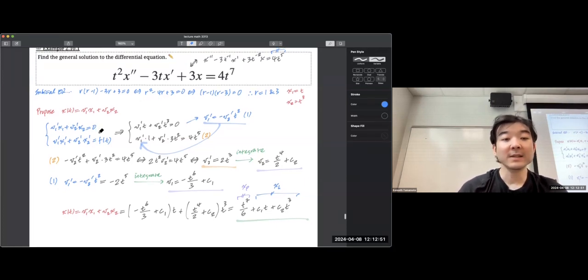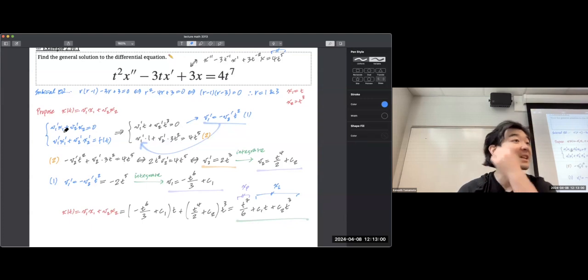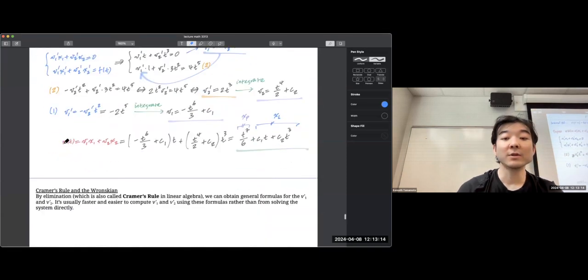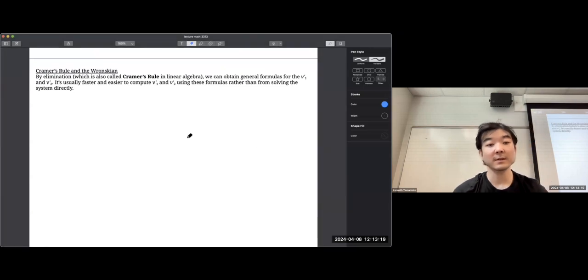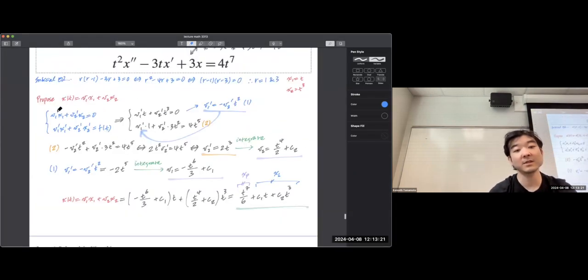So that's the process. It's actually just solving a system of linear equations for the unknowns v1 prime and v2 prime, and then anti-differentiating those to get your v1 and v2. So this actually is just solving a system of equations, and there is something called linear algebra that can help you simplify that process. So I'll introduce a couple of linear algebra things so that it'll be easier for us to solve these. In the end, there's going to be just a straight up formula that we could use.